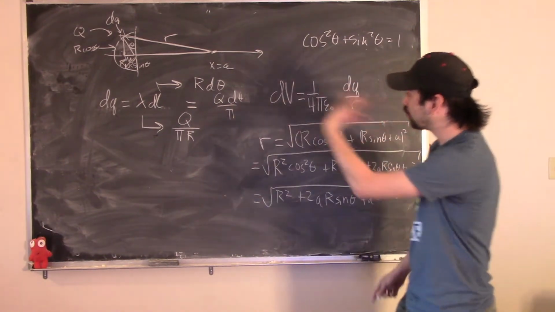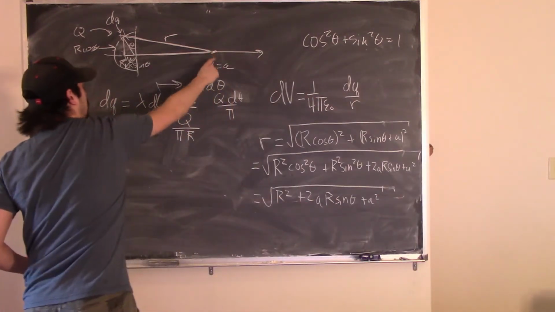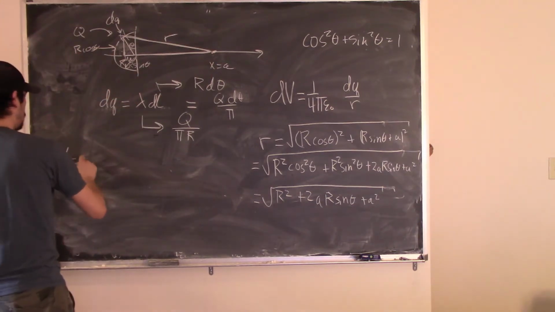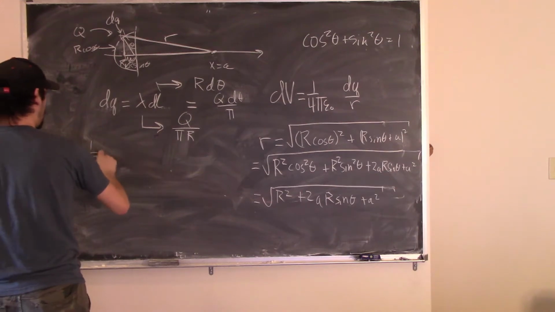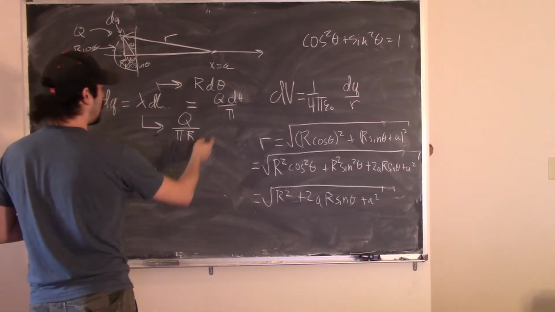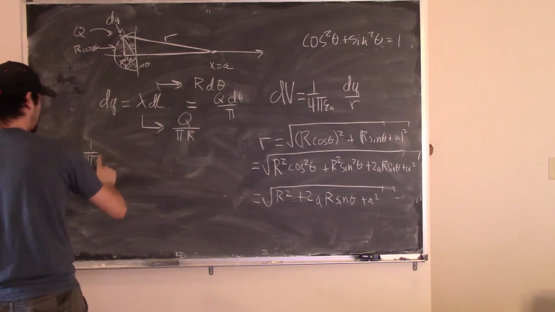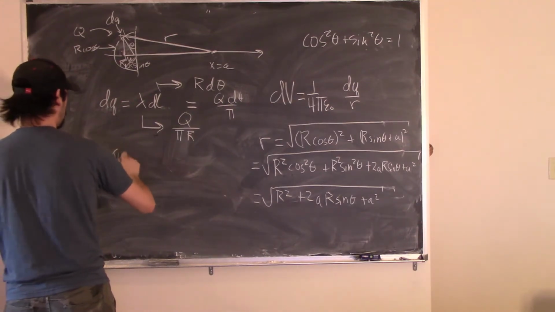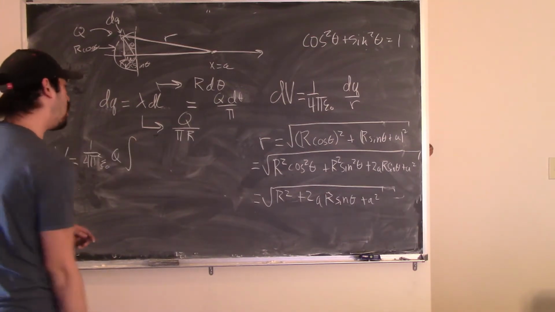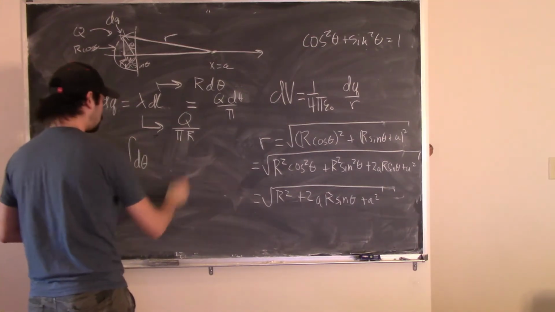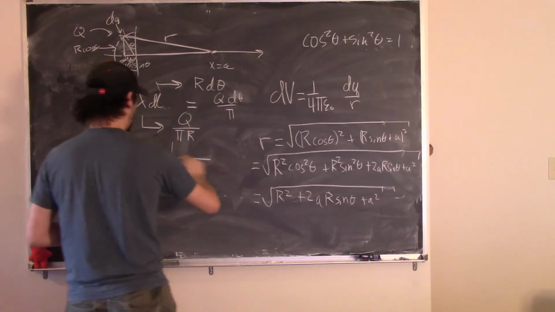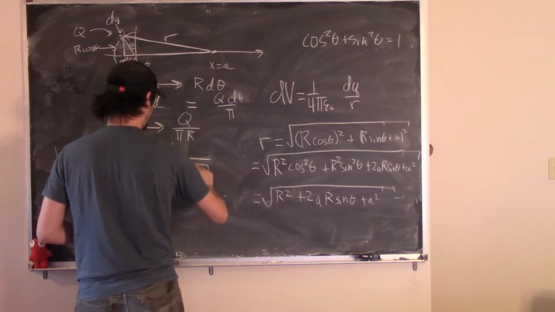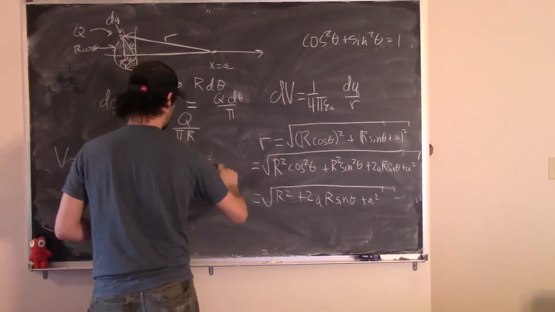Okay? So to put this all together to find what the electric potential at this point is, just to say that V is going to be equal to 1 over 4 pi epsilon naught times this q divided by pi, so that's going to give me a pi squared epsilon naught times q times the integral of d theta times 1 over the square root of r squared plus 2ar sine of theta plus a squared.